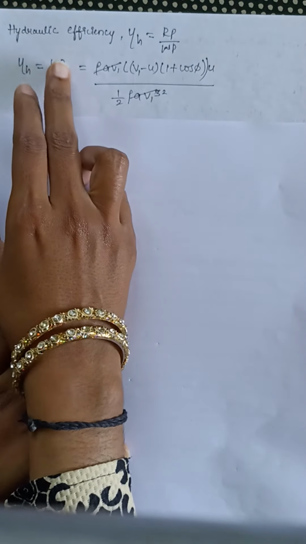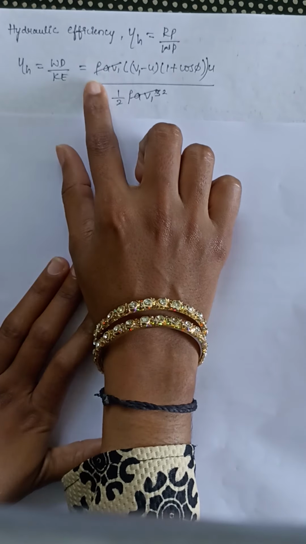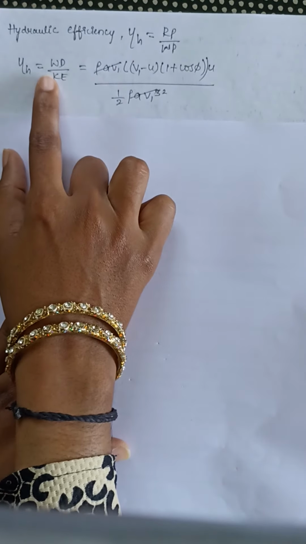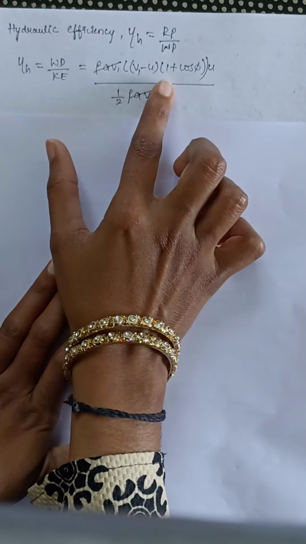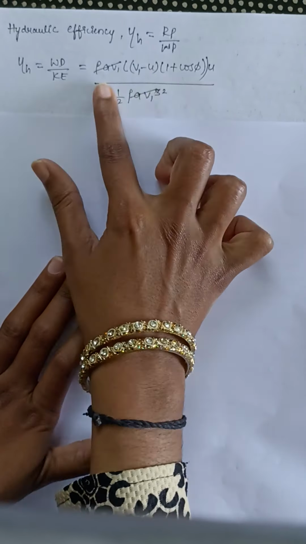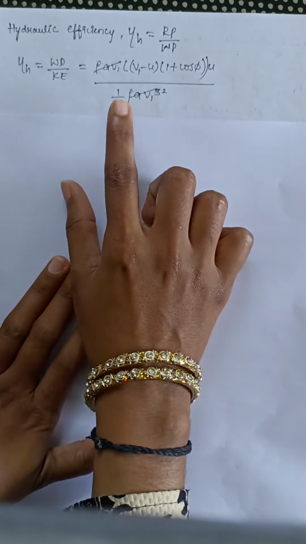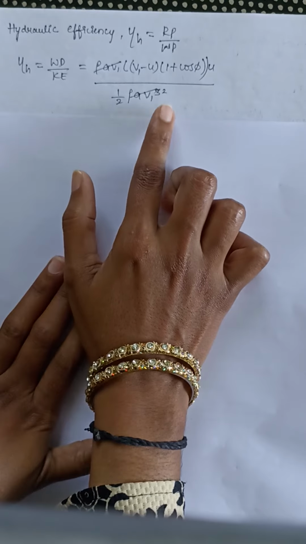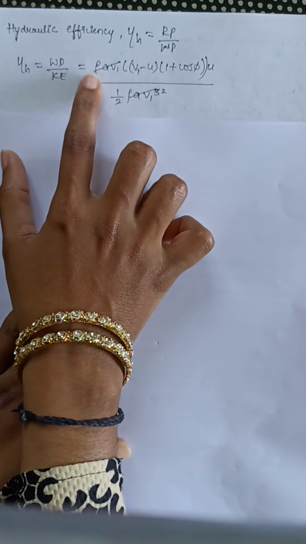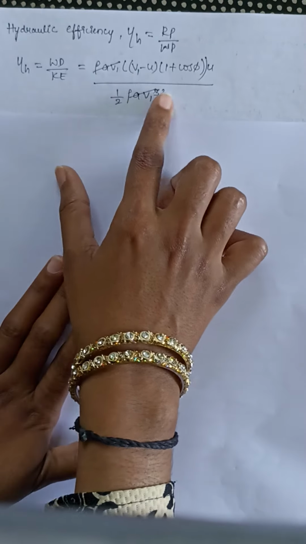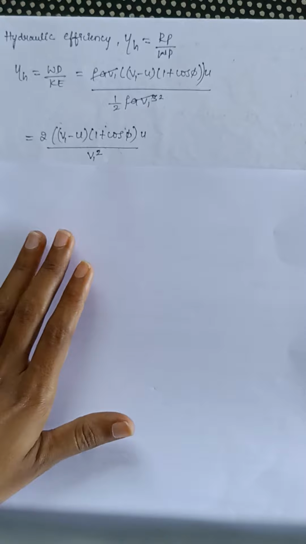So, let us write the work done per second that we got at the last step. From the previous step, we got the formula for work done per second as rho A V1 into (V1 minus U) into (1 plus cos phi) of U, divided by the kinetic energy of the jet, which is given by the formula half into rho A V1 cube. Now, in this equation, we have the common terms rho A V1. Let us cancel those common terms.